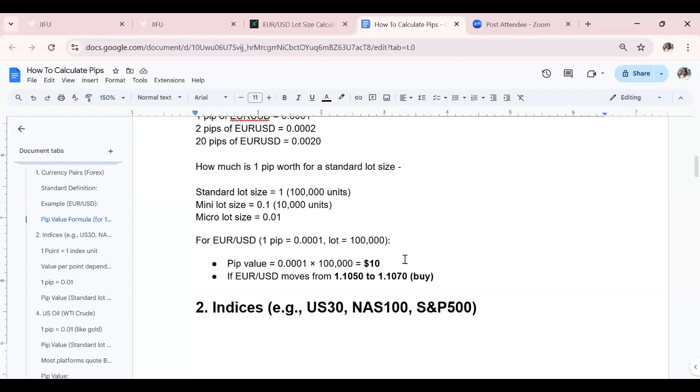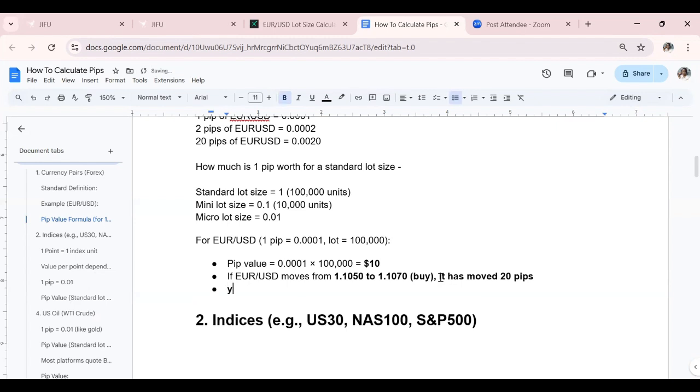So when they say a trade like this one, if your USD moves from 1.1050 to 1.1070, it has moved for a buy. It has moved 20 pips. So your USD value will be $10 times 20. So that is $200.